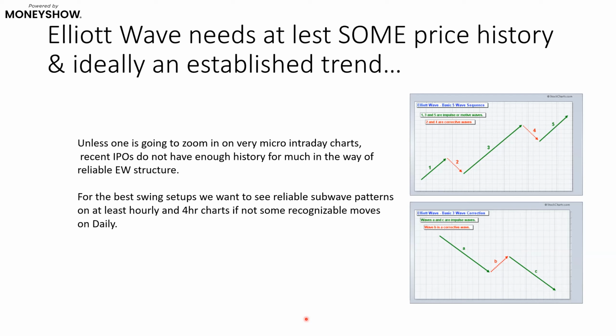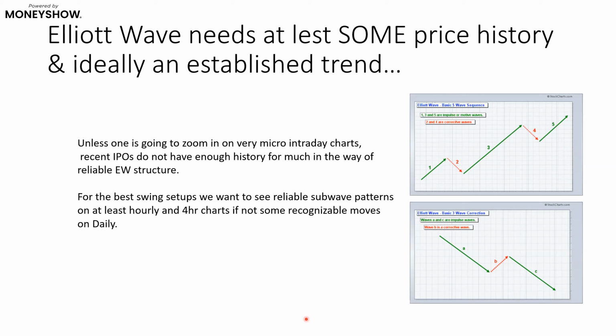Unless someone is going to zoom in to 5-minute, 3-minute or even 1-minute charts, when something starts trading from an IPO there's really very little history. So we don't have much to reliably go on in terms of an established trend or reliable wave structure. The best swing setups are the ones where we want to see these repeating wave structures, the 5 waves up and 3 waves down, recognizable on at least hourly and 4-hour charts, if not on daily time frames, to have more conviction and confidence in a chart setup.